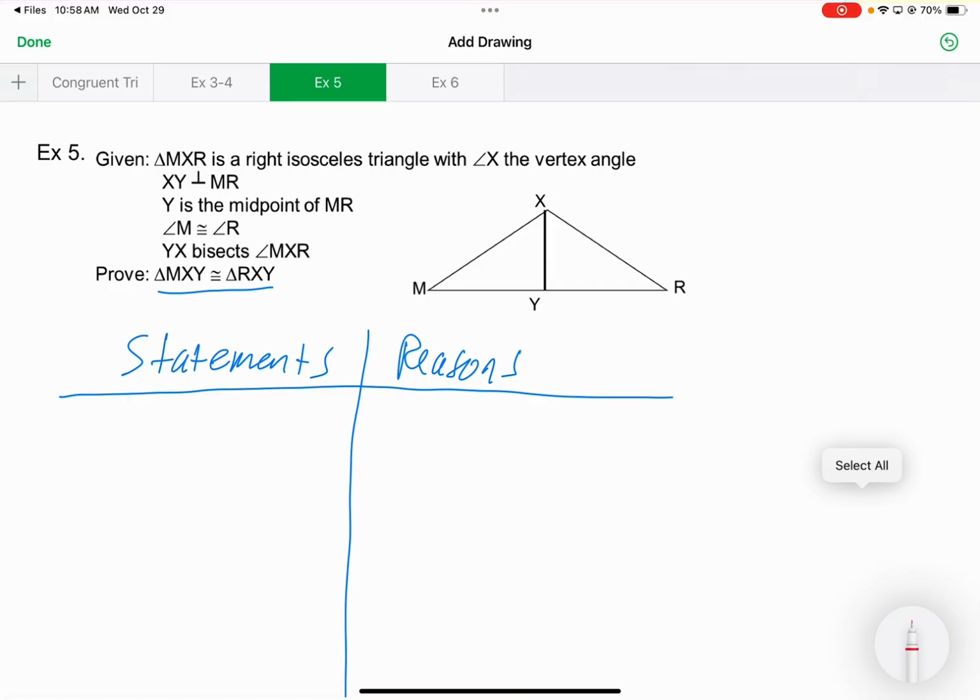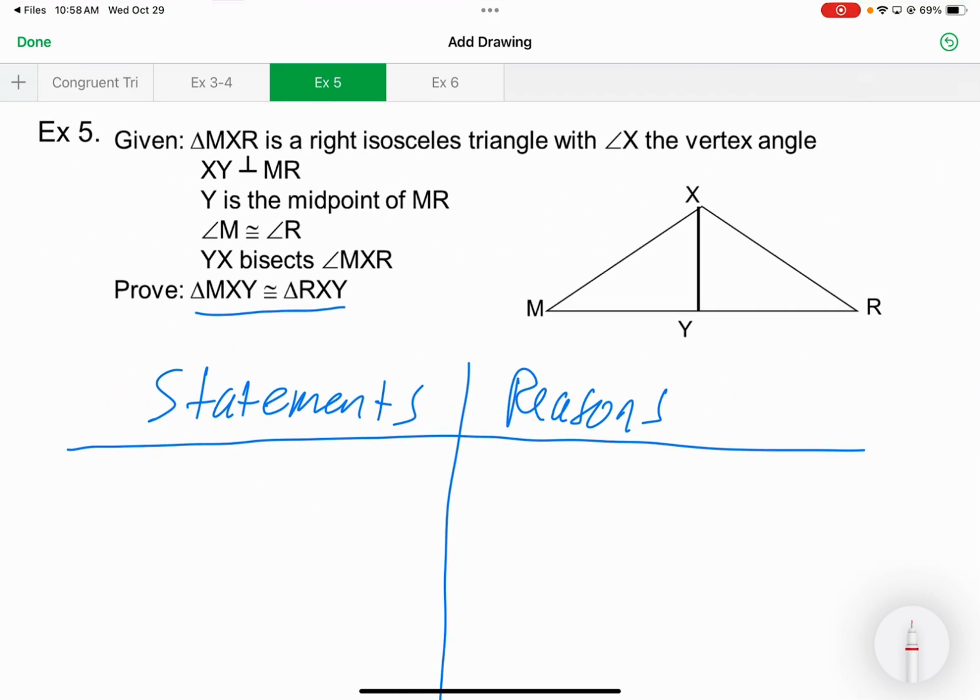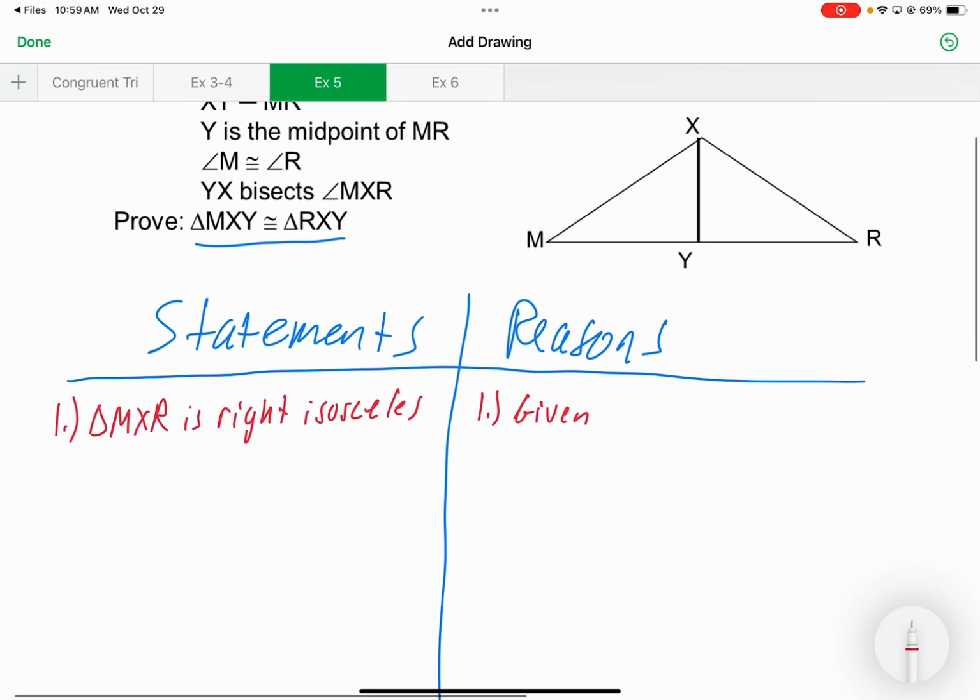Hey, there's a lot of things listed there as our givens, right? So let's start by writing out all my givens. My first given is that triangle MXR is right isosceles. I'm not going to write out that whole thing where it talks about angle X being the vertex angle, but I do have to state my given. So I'm going to start by saying that it is a right isosceles triangle. Given. I'm going to list them all in that first statement, though.